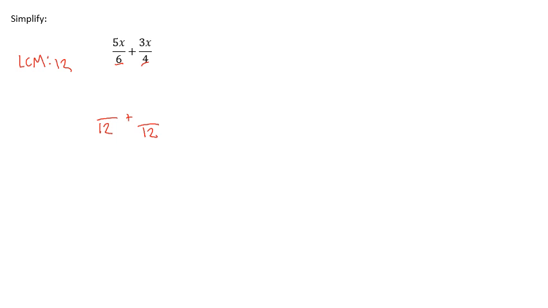Then, looking at the fraction on the left, how have I turned my denominator from 6 to 12? I've multiplied by 2. 5x multiplied by 2 is 10x. Looking at the fraction on the right, how have I got from 4 to 12? I've multiplied by 3. I do 3x multiplied by 3, which is 9x.